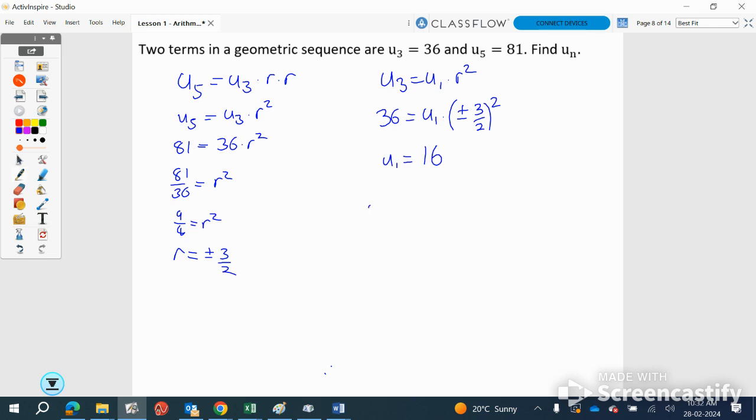So there are two possible sequences. Un is 16 times either plus or minus 3 over 2 to the n minus 1. And there are two sequences, and they will alternate.